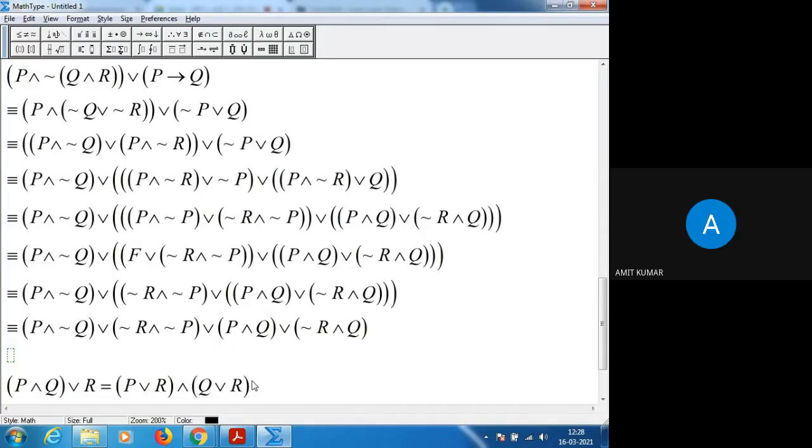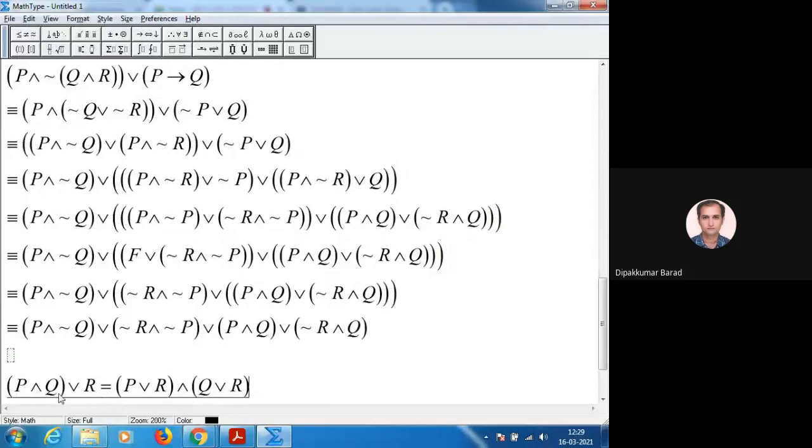Sir, it did not become clear. We have used the distributive property, AND over OR. You can check this by a truth table; I think by a truth table you can find that both are equivalent. Okay.